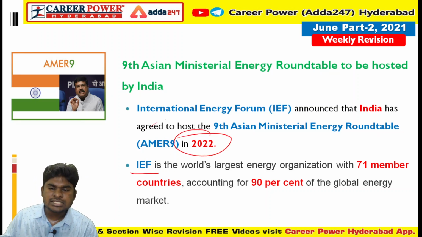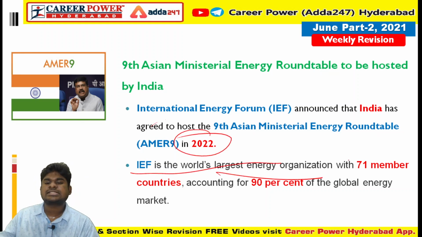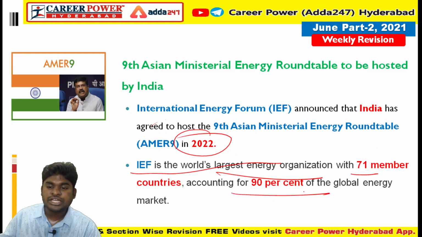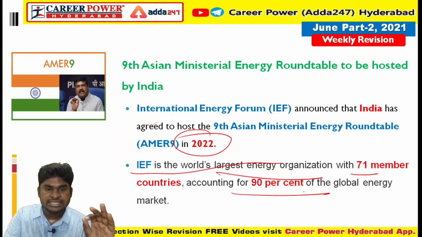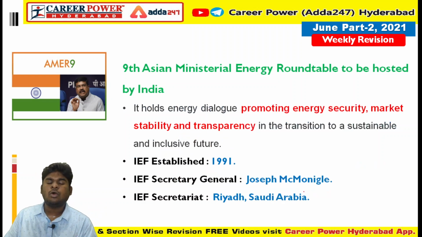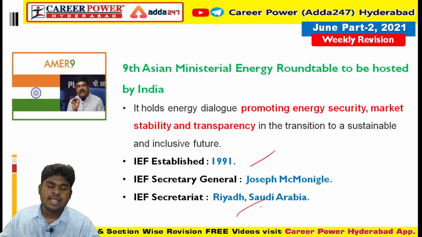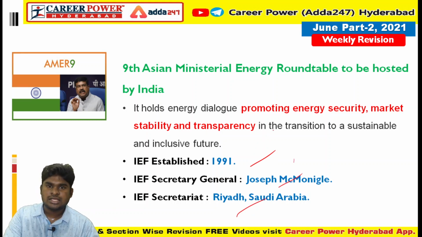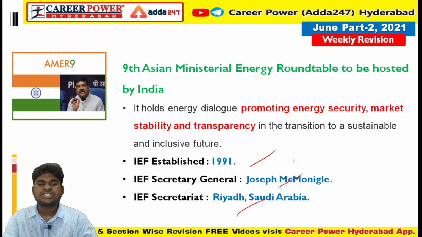So the International Energy Forum is the world's largest energy organization with nearly 71 member countries, accounting for 90% of the global energy trade. These people hold energy dialogue mainly to promote energy security, market stability and transparency. This International Energy Forum was formed in 1991 and the secretariat is in Riyadh, Saudi Arabia, and the present Secretary General is Joseph McMongle. So this is about the International Energy Forum.